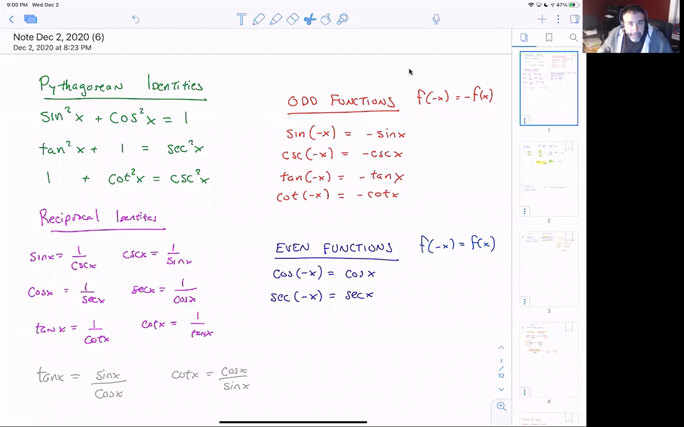Hello, Math 150 fans. We're back looking at section 6.4. We're going to be talking more about doing trigonometric identities. I just want to show you the screen again. Remind you, these are the identities that we are familiar with that we'll be using.